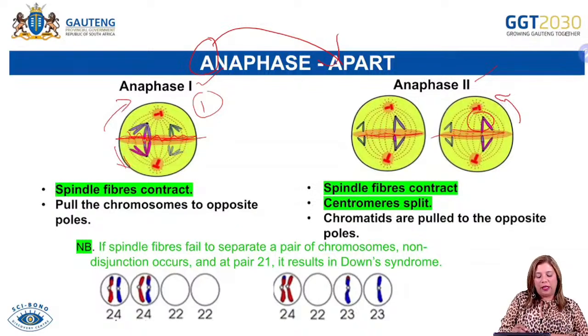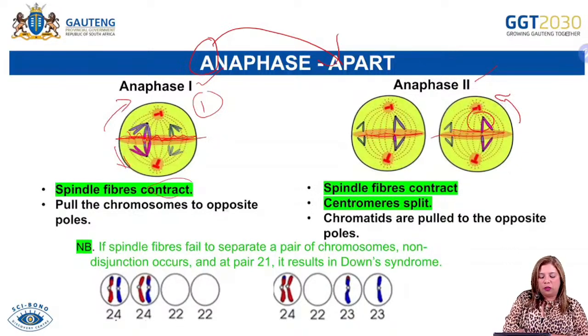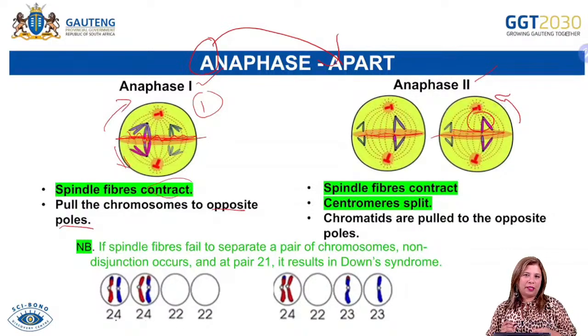Okay? So let's look at it. In Anaphase 1, the spindle fibers contract. Contract means they become shorter. When they become shorter, they move apart. They pull the chromosomes to opposite poles. It's like what we saw in the diagram. Sometimes the words can sort of confuse us, but if you look at the diagrams, we'll be able to make sense. Oh, we can see the spindle fibers, they're getting shorter. We can see whole chromosomes, double-threaded chromosomes moving towards opposite poles.